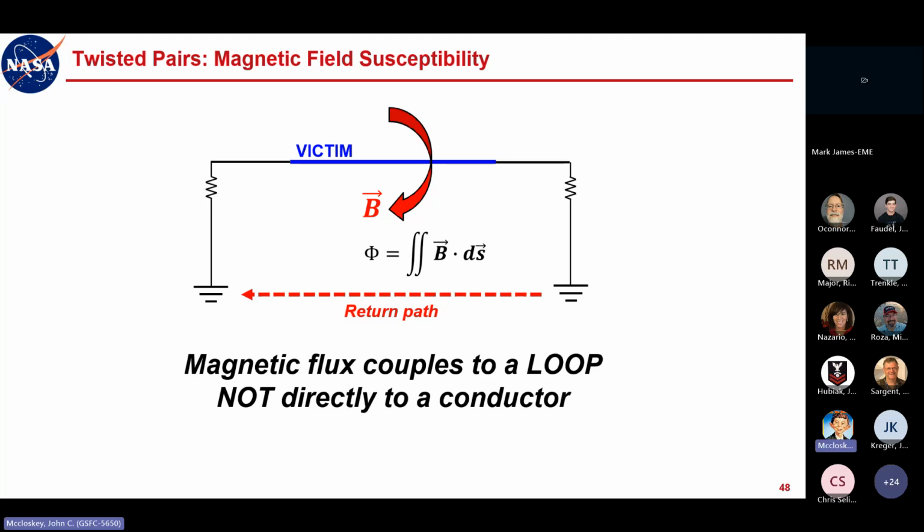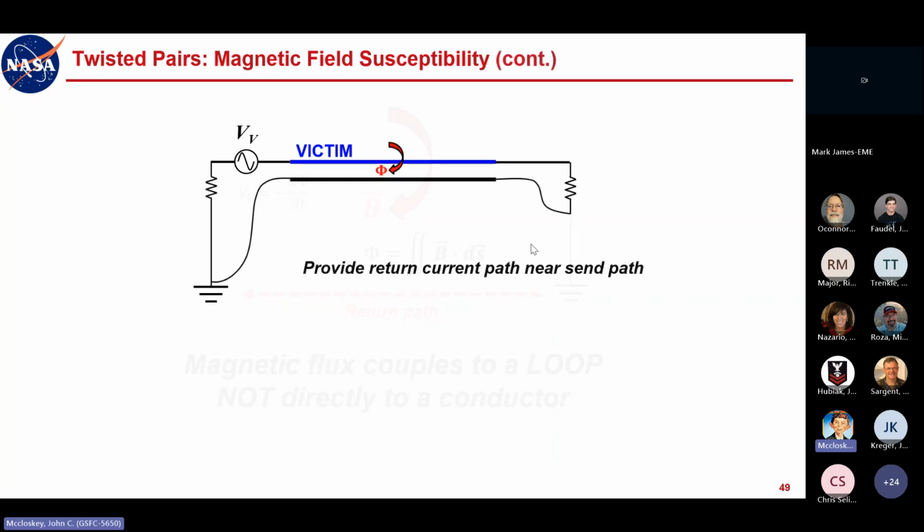The total flux is the integral of the B vector over the entire surface area of the loop, which then induces this potential in the victim circuit. But again, it's a function of loop area, so we reduce the loop area. If we provide a return current path immediately adjacent to the send path, we reduce the available loop area through which any flux can couple. So that helps right there.